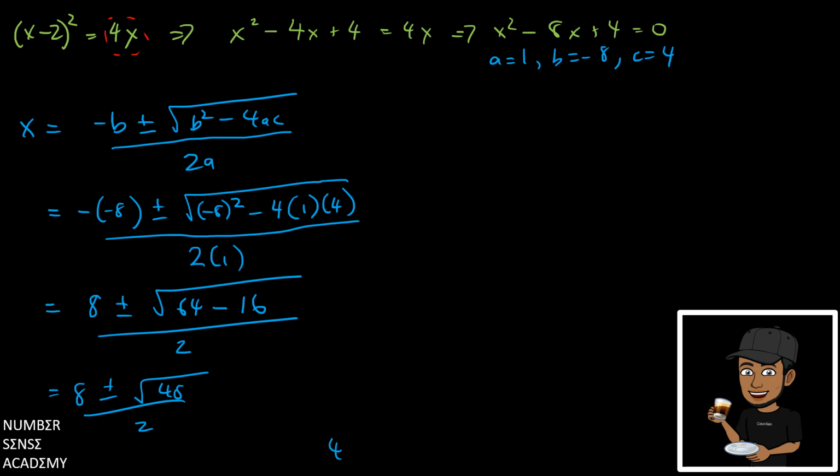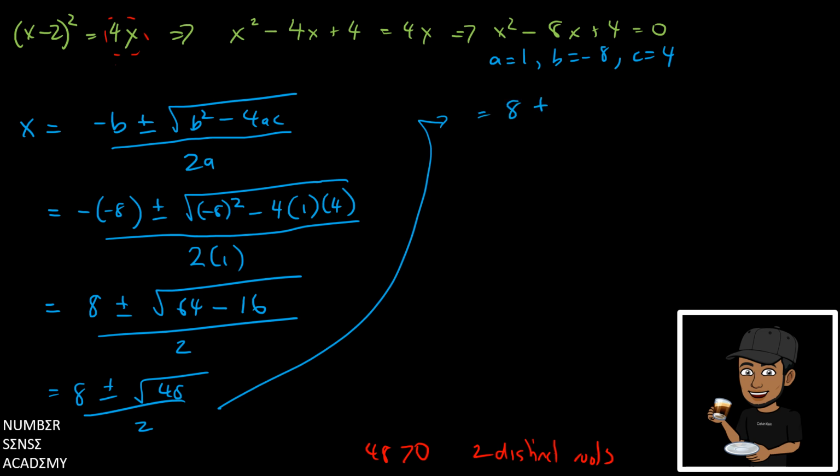So 48 is greater than 0, so I'm going to get two distinct roots. All right, so we're going to actually find the value of the square root of 48. So let's pull that up here. I'm going to have 8 plus or minus the square root of 48, which is roughly 6.928, and I'm dividing by 2.